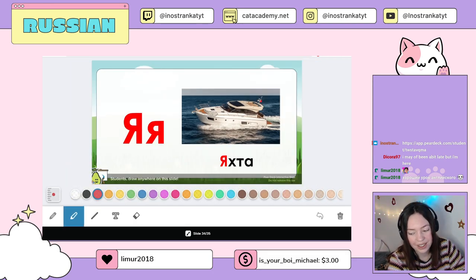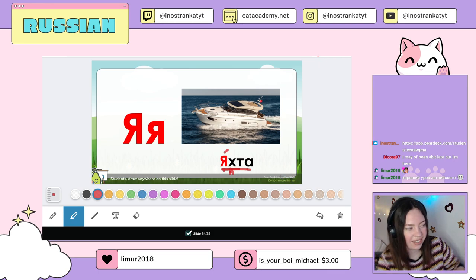Here is the final one. The final letter is Я. Я. Again, it's a vowel. So can you try to look at the word and try to read it? I'll just remind you that the second letter has the same sound as English H. Я хт а. Яхта. So we stress the first syllable, ях. Яхта. It is a yacht.